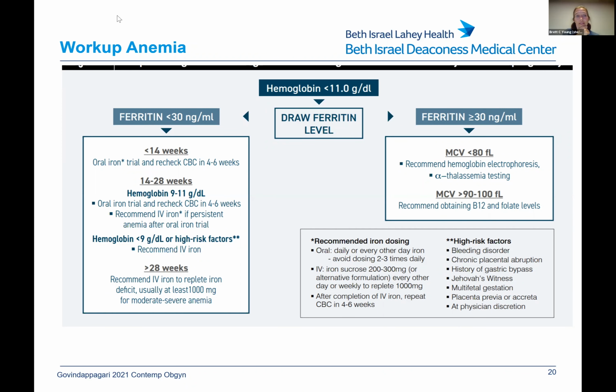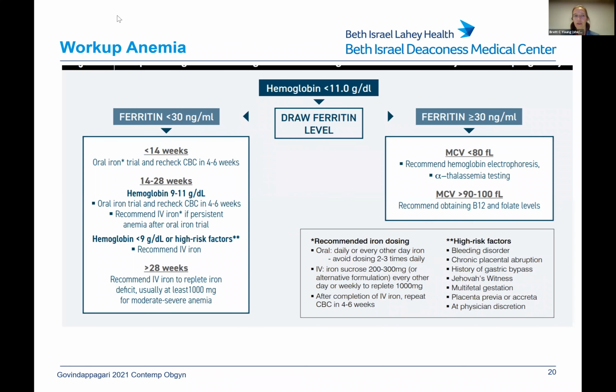If we are giving IV iron, usually I typically order iron sucrose through our infusion center. 200 milligrams every week is usually how I order it, although you can do it every other day to replete up to 1,000 milligrams. I usually start with 200 milligrams every week of IV iron, and I get 3 to 4 infusions depending on the severity of their iron deficiency anemia. And then we'll repeat a CBC 4 to 6 weeks after completion of the IV iron.